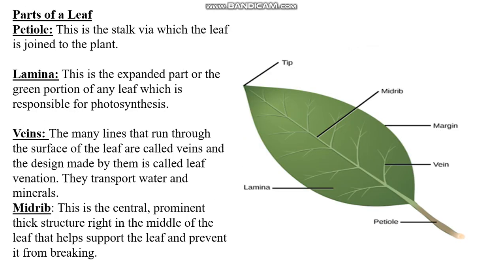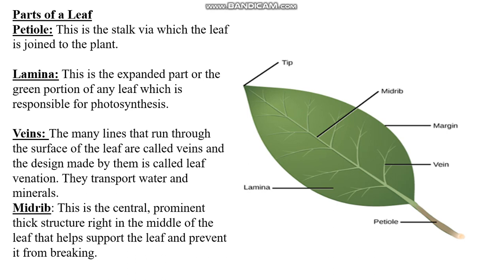Next we will see the leaf. This is the structure of the leaf. The leaves of plants are majorly responsible for performing two essential functions for plant survival and growth, which we call transpiration and photosynthesis. First we will see the parts of a leaf. First is the petiole. This is the stalk via which the leaf is joined to the plant.